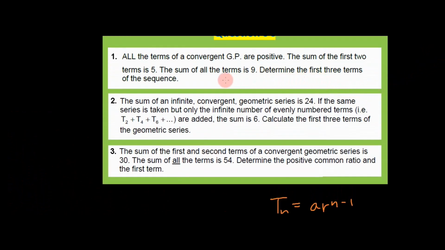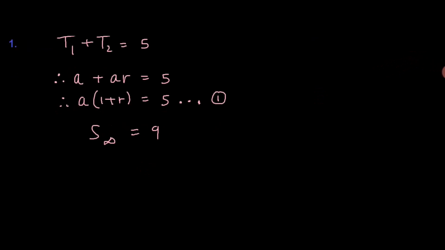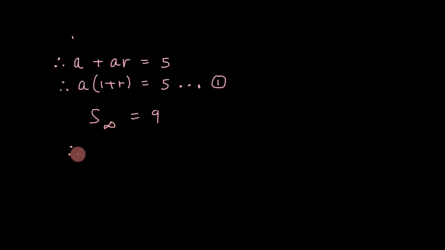Then it also says the sum of all the terms is 9. Now, this is an infinite GP, or an infinite convergent GP. So we can use the formula for the sum to infinity. So the sum to infinity then will equal 9. And then using the formula for the sum to infinity, it's going to be A over 1 minus R that equals 9. And this we can call equation 2. We're going to divide equation 2 by equation 1.